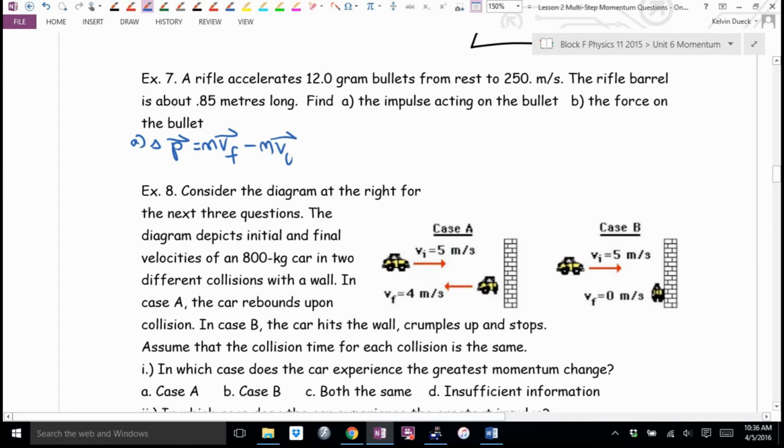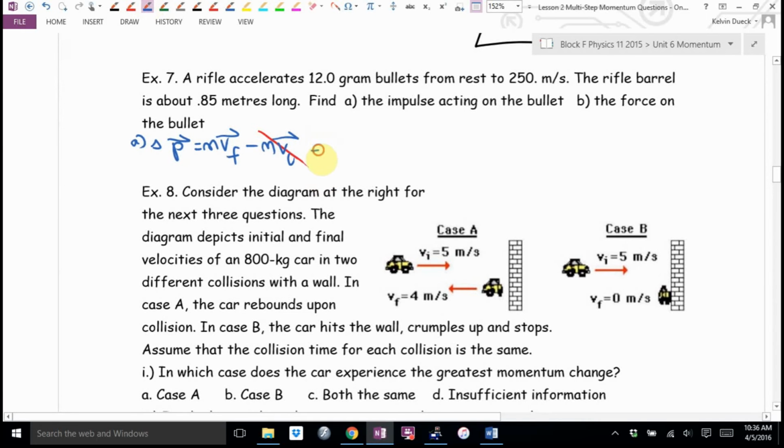Are any of these 0? Can we all agree that for any gun, the initial velocity of the bullet is always going to be 0? So here I said from rest. I may just give you a gun question, because guns are great examples of impulse and change in momentum. Let's assume the bullet starts out at rest. Is that okay? What's the mass?